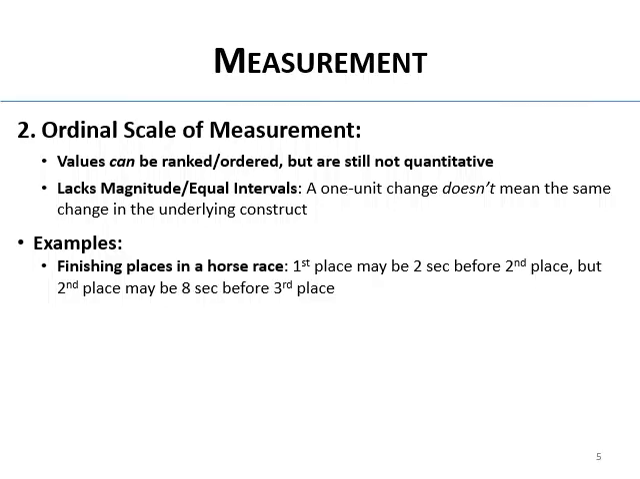It could be that first and second were really close to each other, and then third was 6 or 8 seconds later, right? All you know is the order of them. You don't actually know anything about the underlying sort of magnitude of differences between them. And that's what we mean when we say it lacks magnitude or equal intervals. A 1 unit change does not necessarily mean the same amount of the underlying construct.